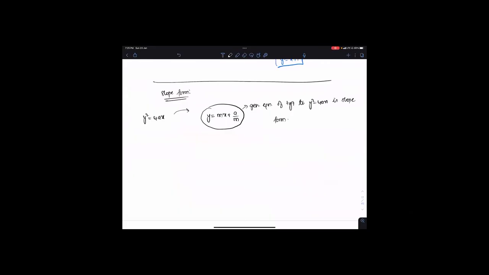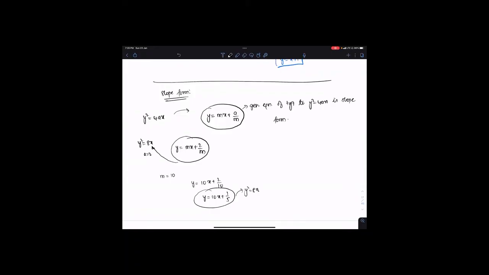Okay. What does this mean? It means no matter what the value is, for example, if I take y square equals to 8x, the value of a is 2. So y is equal to mx plus 2 by m. This is the general equation of tangent. For y square equals to 8x, what values of m can you put? Instead of m, you put anything. Let's say 10. Y is equal to 10x plus 2 by 10, so y is equal to 10x plus 1 by 5. What is this? This will be a tangent to y square equals to 8x.